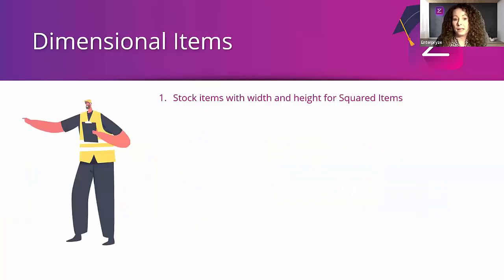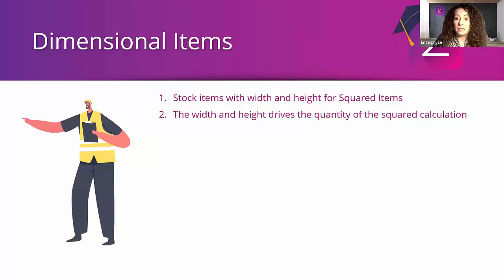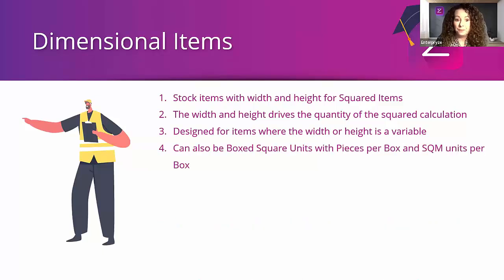Dimensional items, what are they? Generally items that have a width and a height. So for example, squared items is one example. The width and the height derives the quantity of the squared calculation. So designed for items where that width and height is a variable. They can also be boxed square units with pieces per box, or square meters units per box.